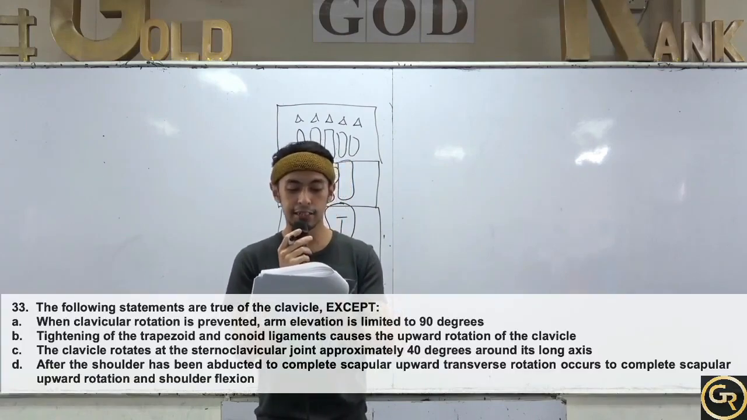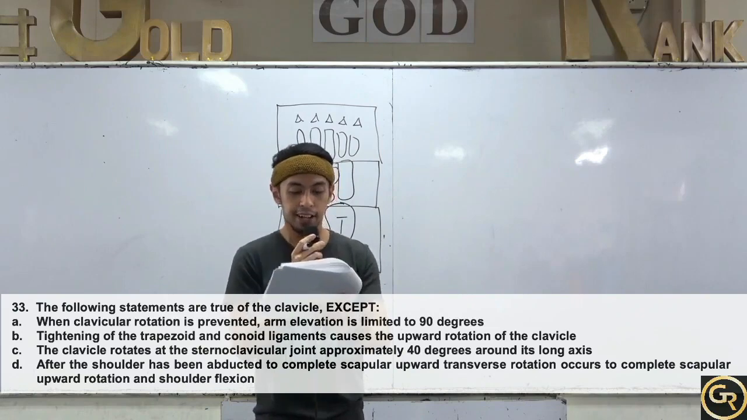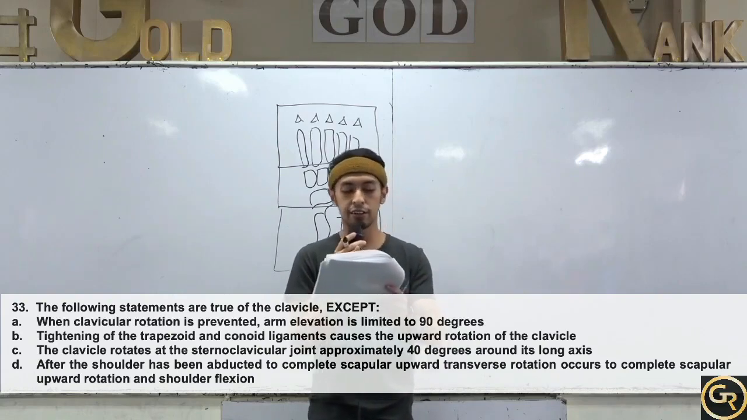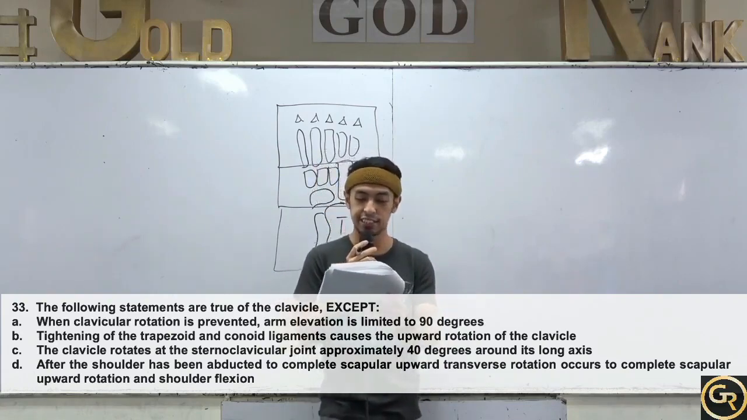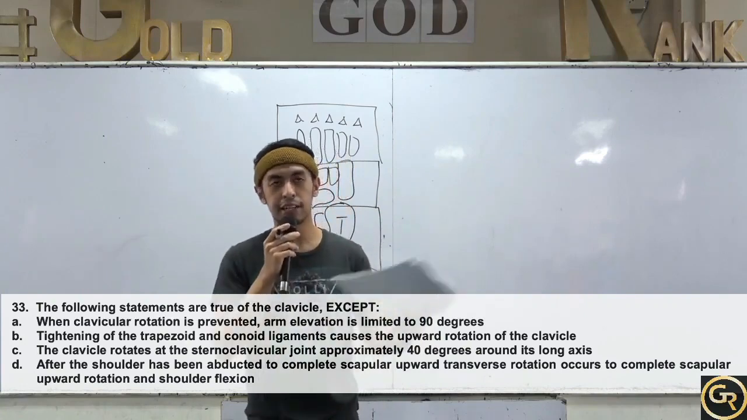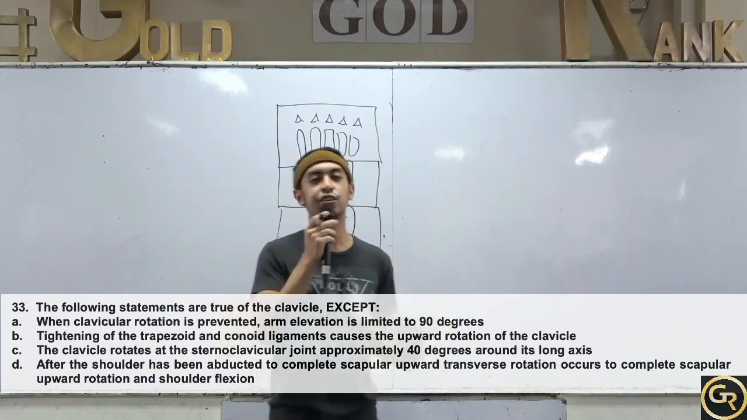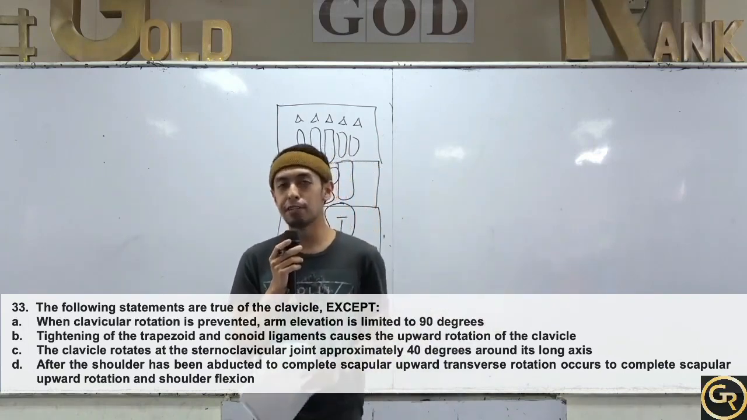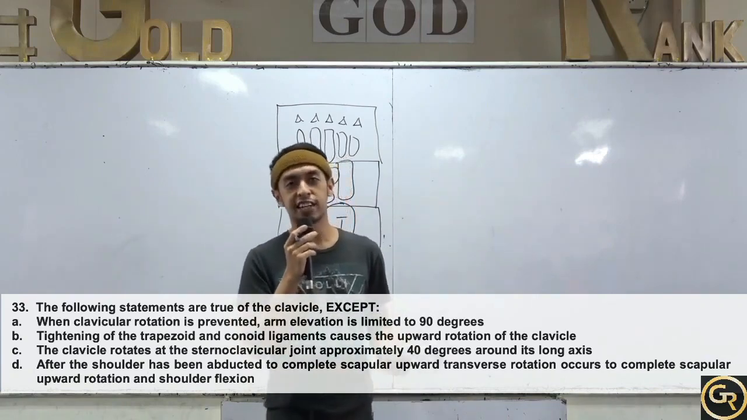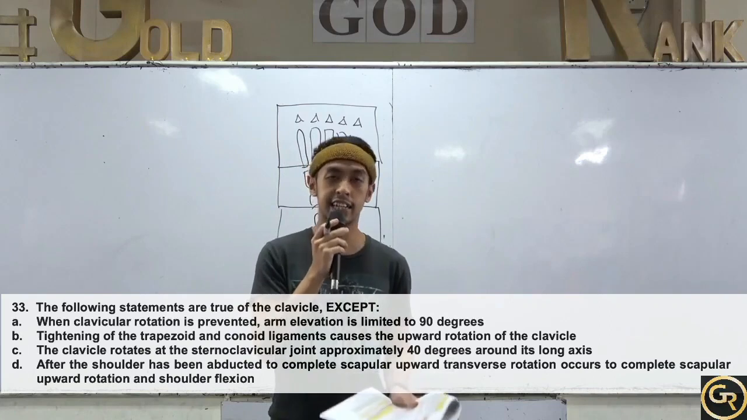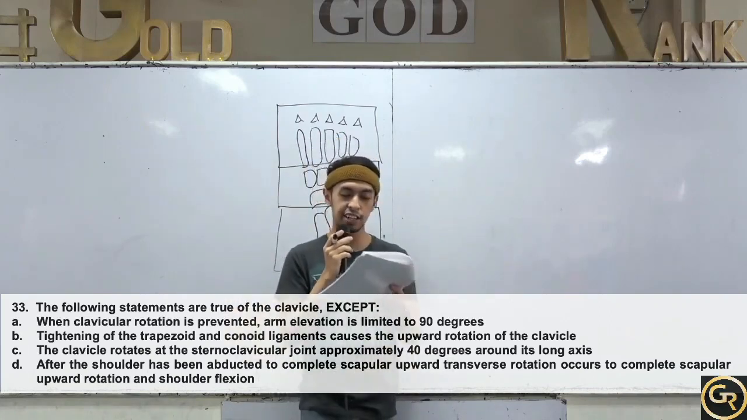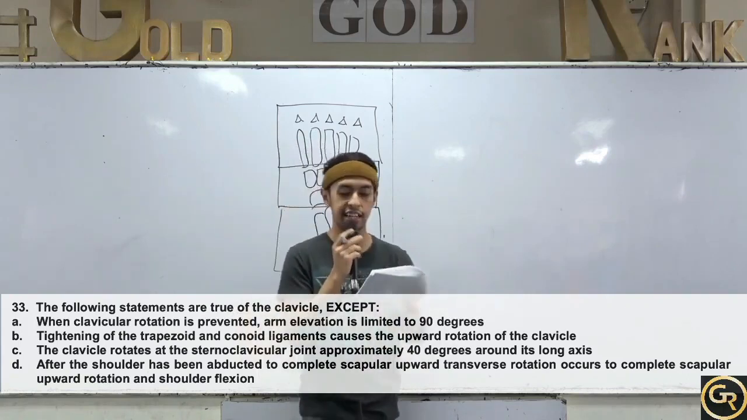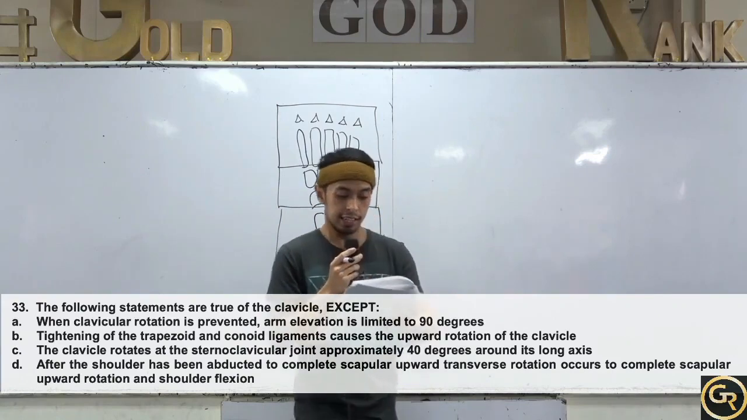33. The following statements are true of the clavicle except, okay guys, I want you to check your letter A. Ang sabi daw, when clavicular rotation is prevented, arm elevation is limited to 90 degrees. So kapag daw hindi nagkaroon ng posterior rotation ang inyong clavicle, hanggang 90 degrees lang daw. Tama po ba ito? Sabi po ni Brunnstrom, it's not 90 degrees, but rather it should be 110 degrees. The shoulder arm elevation would be limited to 110 degrees. 110 po dapat.